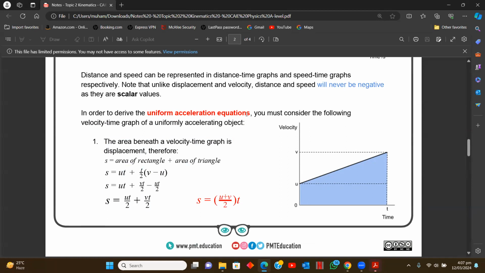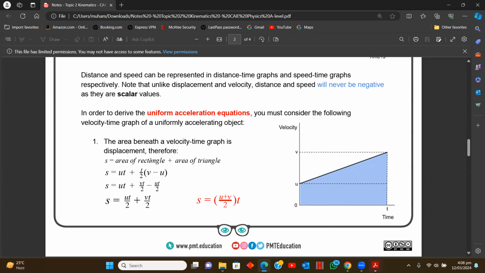Okay, if there is a falling object, it would be falling under the influence of gravity, and because gravity has a constant value of 9.8 meter per second square, that value is also uniform, and it acts as the acceleration for that object. Okay, so the area underneath the velocity time graph is displacement. This is a velocity time graph, and the area underneath this graph is the displacement.